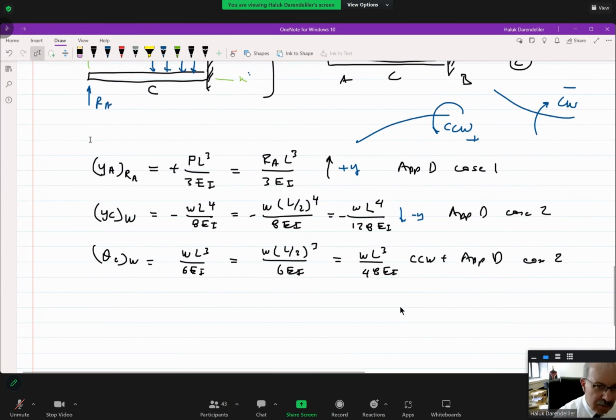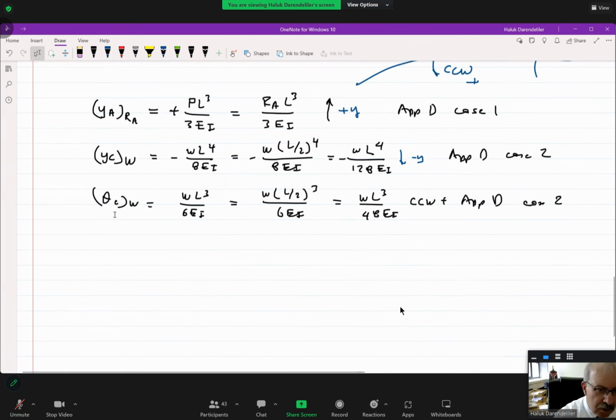Now, we find the deflection and slope at point C, not A. But what we need is A. Okay. So, because of that, I need the deflection of point A due to W. How can I find it? I can find it as follows.